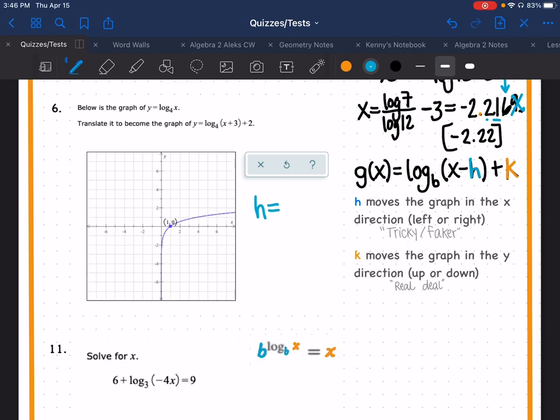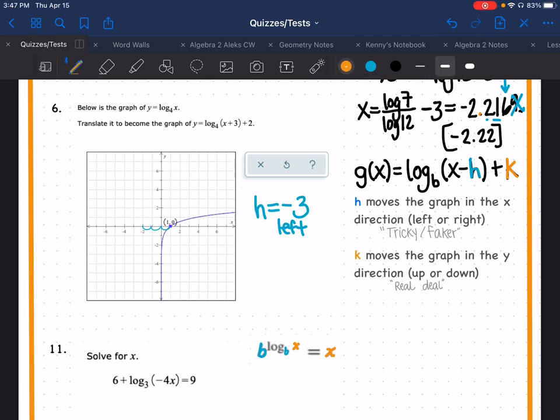Now remember, read the little thing. H is tricky. It is a faker. So when it looks like it's negative 3, it's really positive 3. And take a look at mine. Mine looks like it's positive 3, but guess what? It's really negative 3. Because we're moving in the X direction and my H is negative, I'm going to move 3 to the left. I'm going to move 3 to the left. So I'm going to take this point, 1, 2, 3.